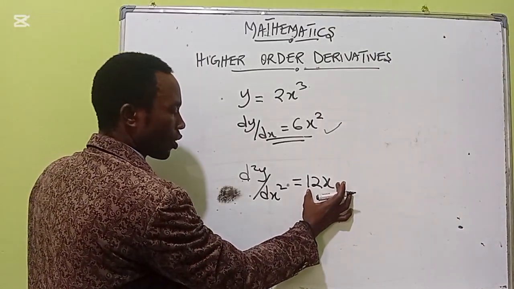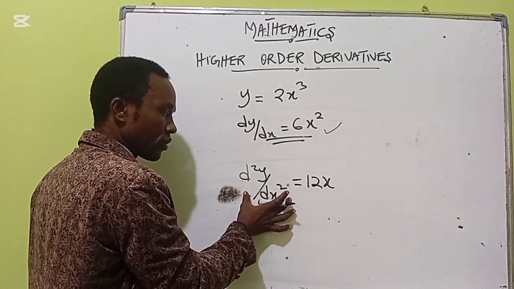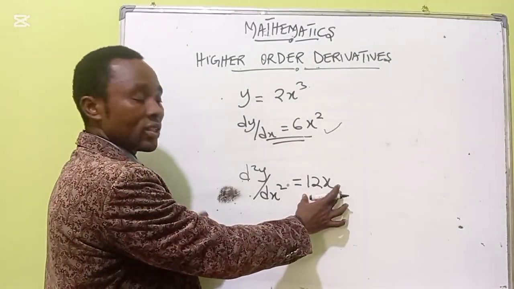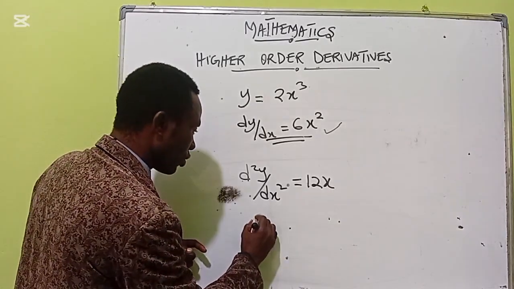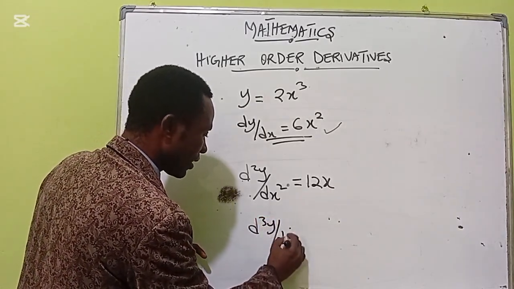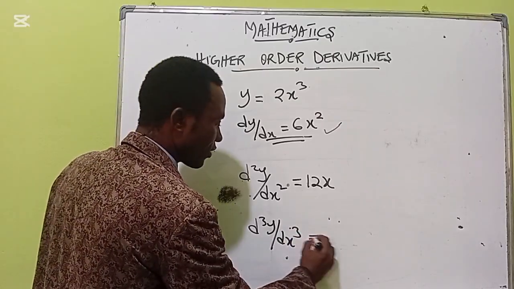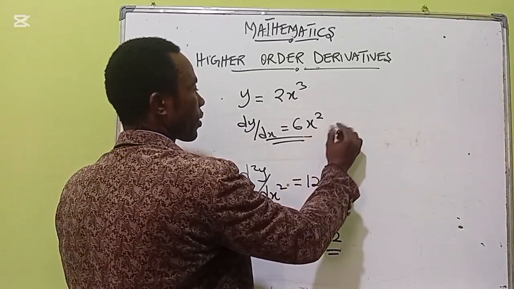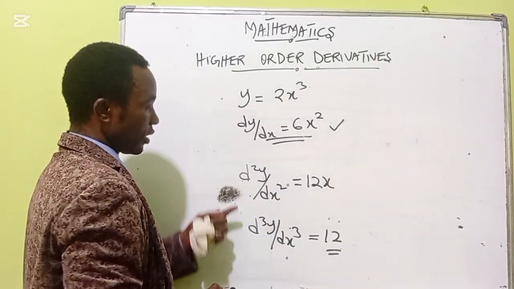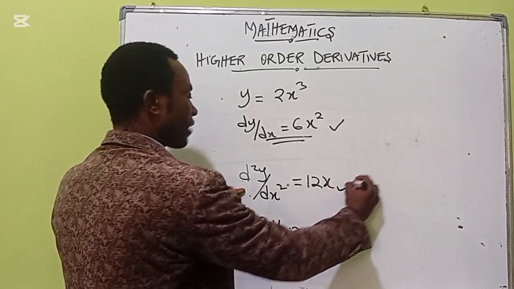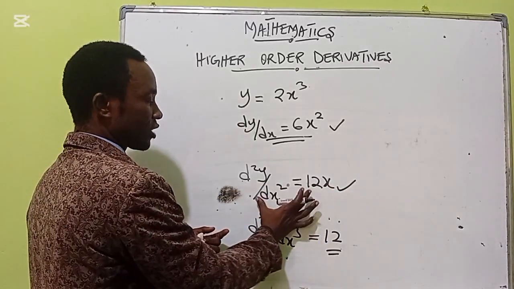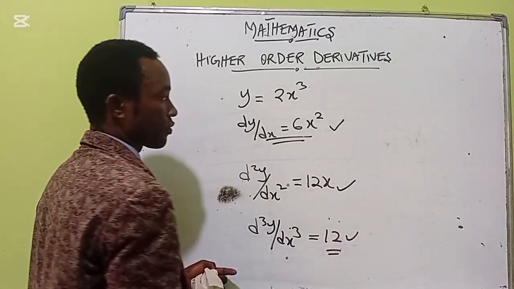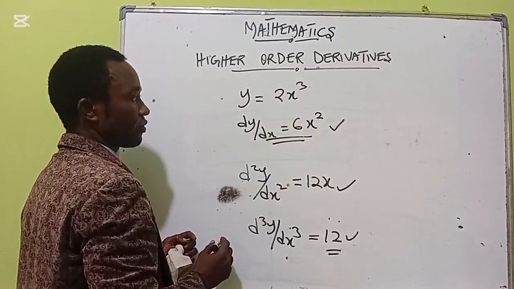Then, this answer we got is the answer for the second derivative. If we differentiate this answer again, that means what we are doing is called the third derivative. So that will be d cubed y over dx cubed. So when we differentiate 12x, of course the answer is 12. So this is the answer for the third derivative. We differentiated the answer for the second derivative, and we got the third derivative.